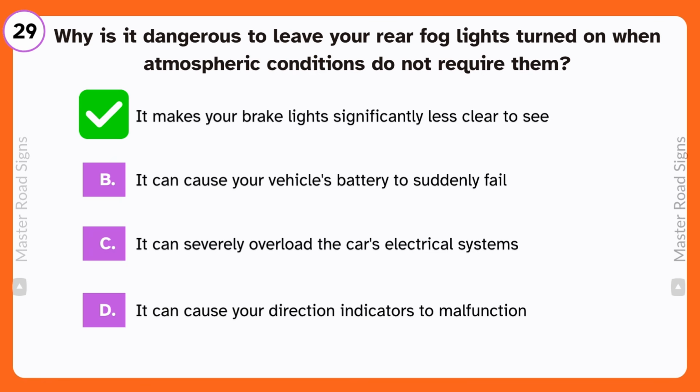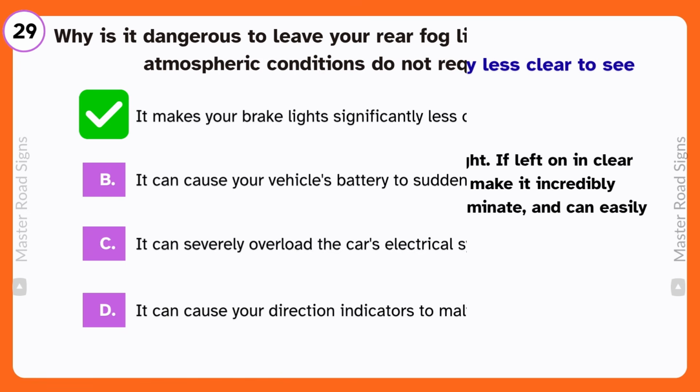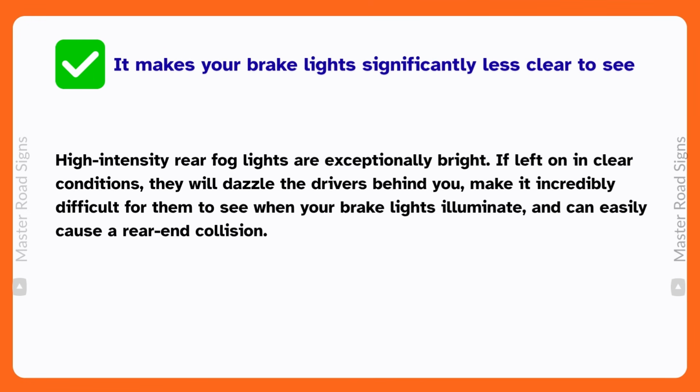Correct answer is option A. It makes your brake lights significantly less clear to see. High-intensity rear fog lights are exceptionally bright. If left on in clear conditions, they will dazzle the drivers behind you, make it incredibly difficult for them to see when your brake lights illuminate, and can easily cause a rear-end collision.